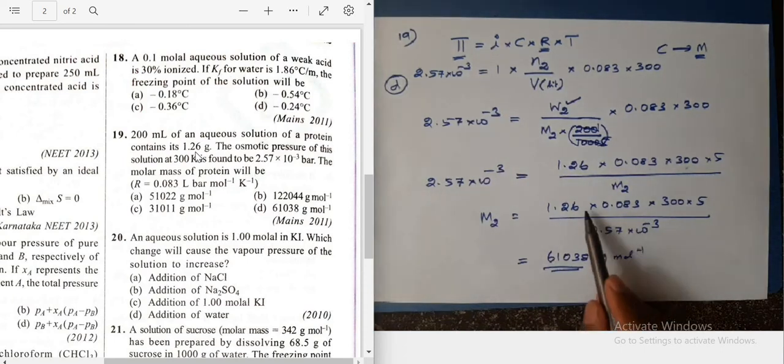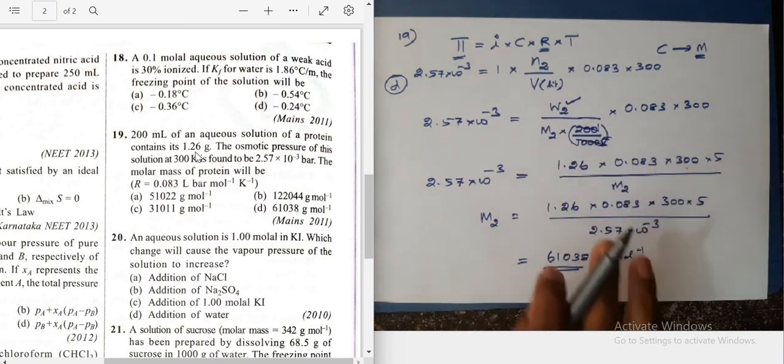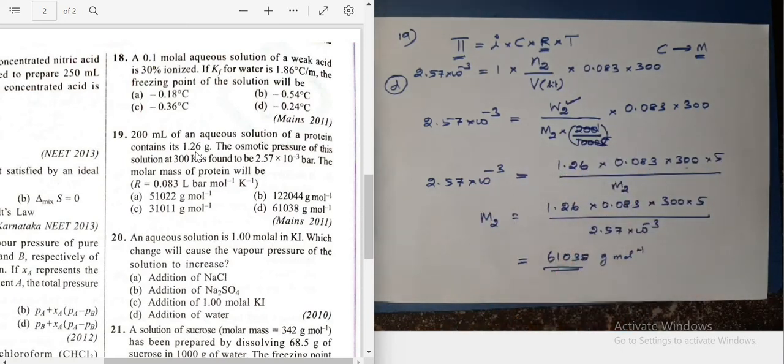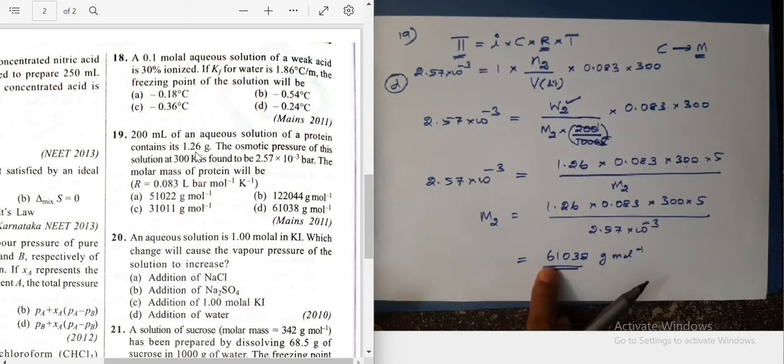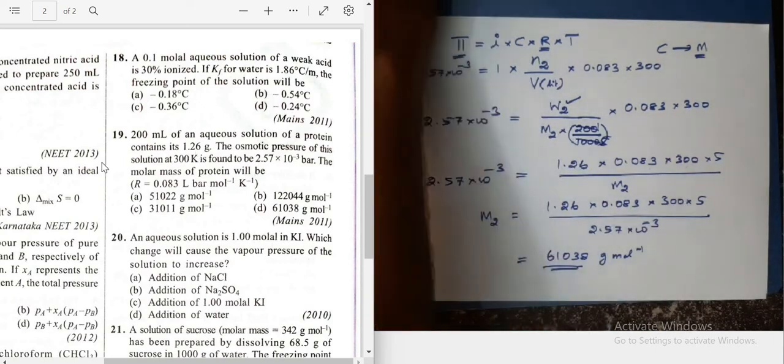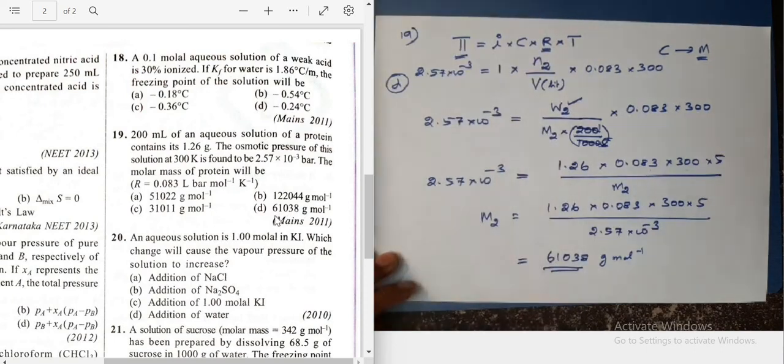It is very simple. Just multiply all the 4 and divide by 2.57. You just find roughly how much you will get. Even if you find the first digit 6, you can answer that, because in all the 4 options, only this option has the first digit as 6, so you can easily identify.